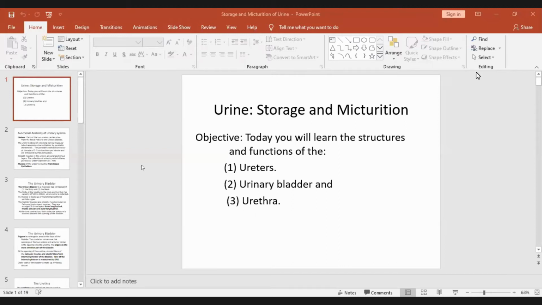Calyces are dilated sacs, and they end in the minor calyces. Say there are nearly 7 to 10 minor calyces. They join together to form major calyces. And major calyces join together to form a huge calyx that is known as the renal pelvis. So urine ultimately comes to the renal pelvis.